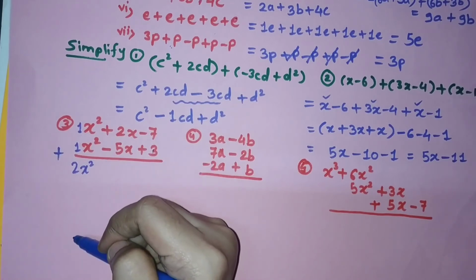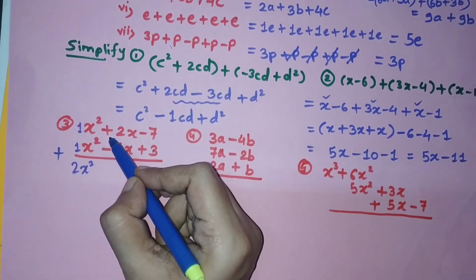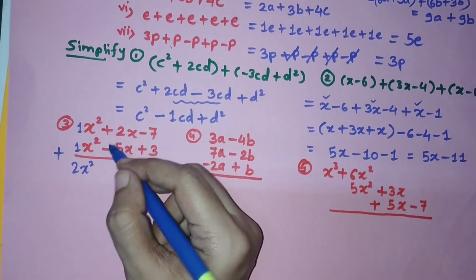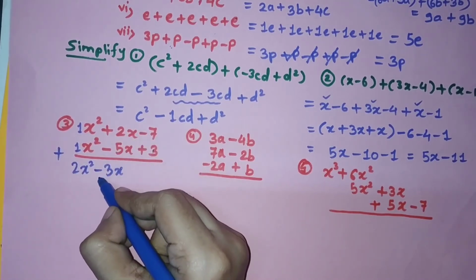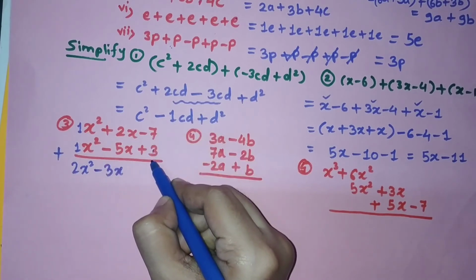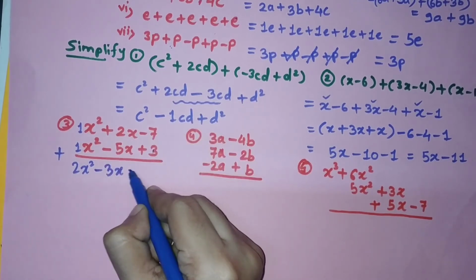So perform it mentally. One is a positive integer, one is a negative integer, so you need to do the subtraction. That subtraction will give minus 3x, with the sign of the bigger number. And again here, minus 7 plus 3. Again do the subtraction and take the sign of the bigger number.